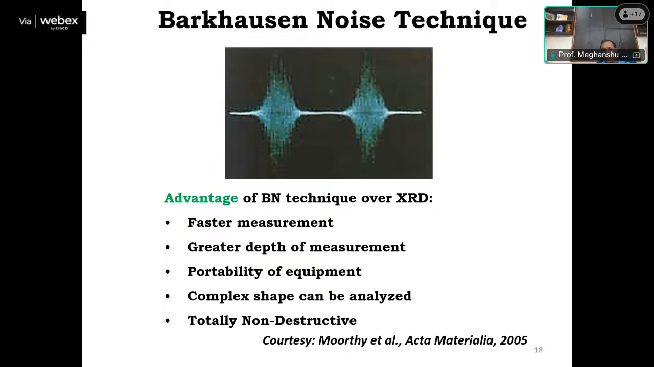We have seen the principle of the X-ray diffraction technique. Now we are going to study the principle of this technique, the Barkhausen noise technique. This technique is based on magnetism. You have also seen when I used the yoke, that yoke was a magnetizing yoke. So this technique uses a magnetic field. Before going into the deep fundamentals of this, first we will briefly cover what is magnetism.